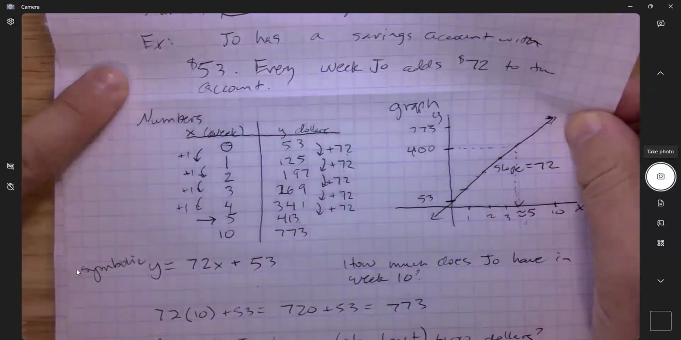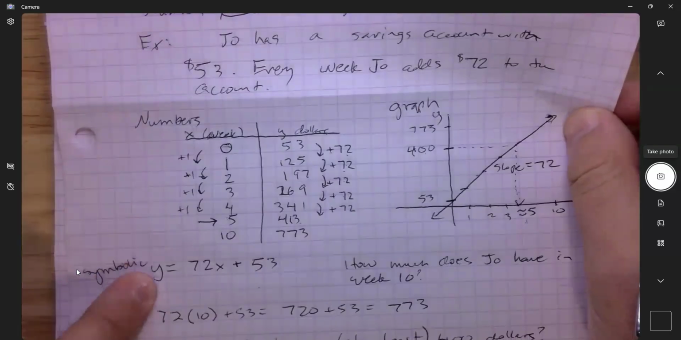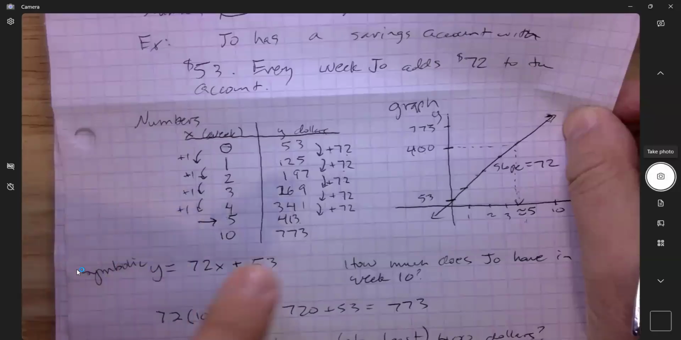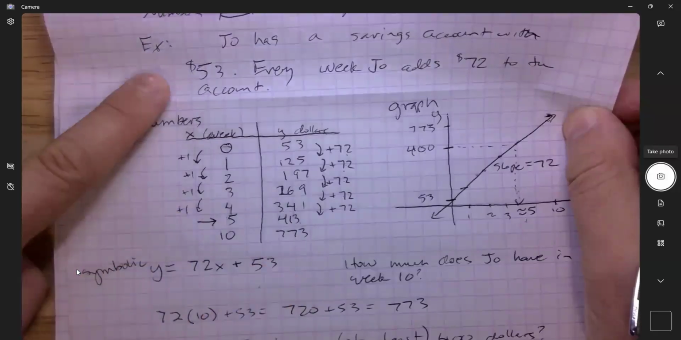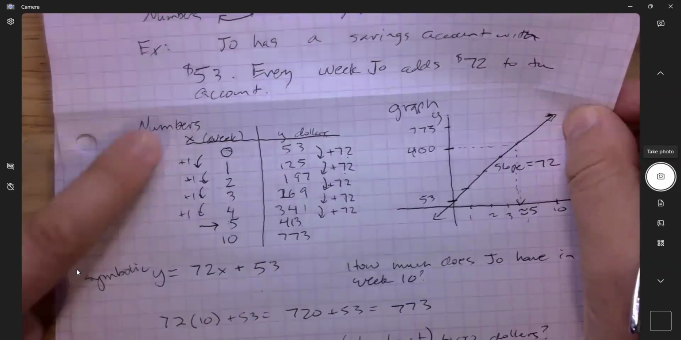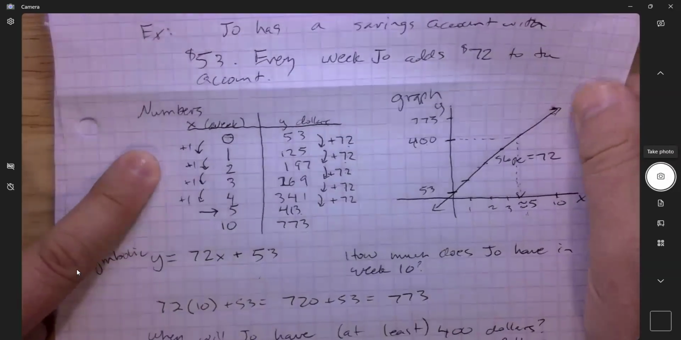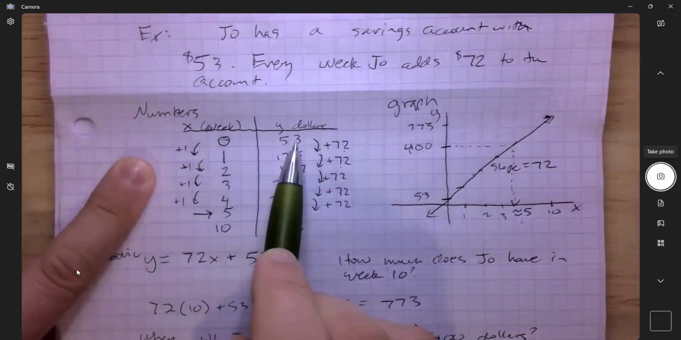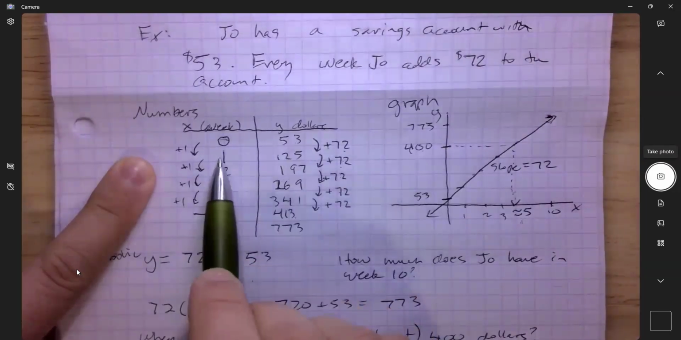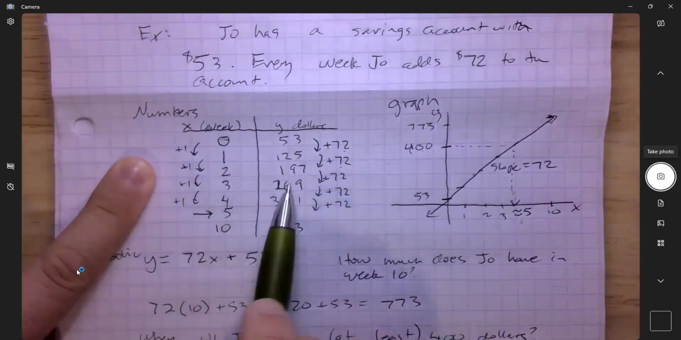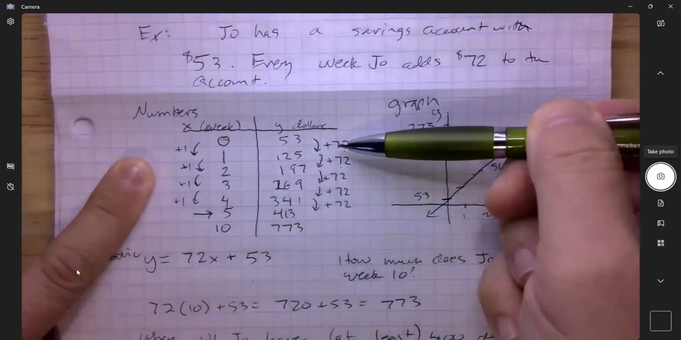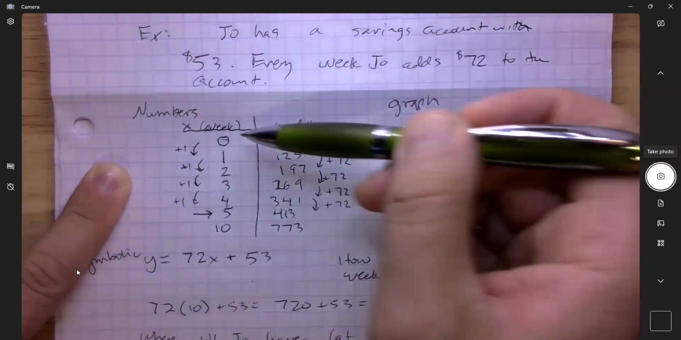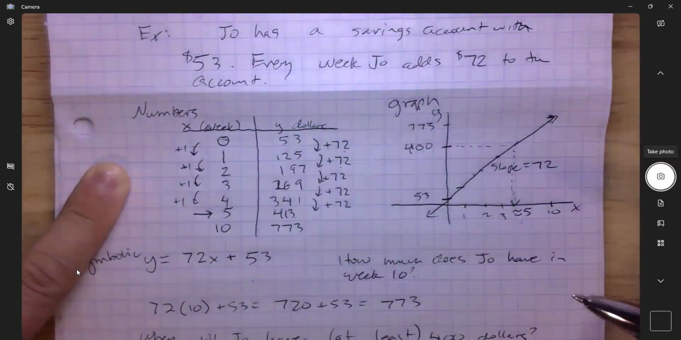You may be comfortable going directly from the verbal to the symbolic. That's fine. And then you could use the symbolic to make your table. Or maybe you do what we did and you start by converting the verbal into the numbers, because for me, that's a little bit easier. Because if I know he starts with 53, then I can do 0, 53, and every week, add a week, add 72. And once I have this numeric representation, then I see the change in y over the change in x gives me the slope, and the initial amount gives me the y-intercept.